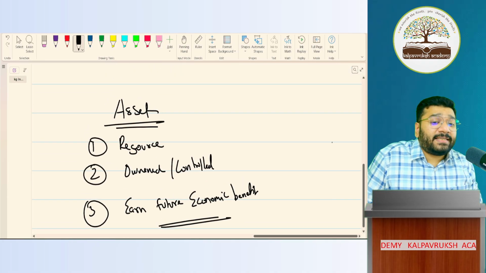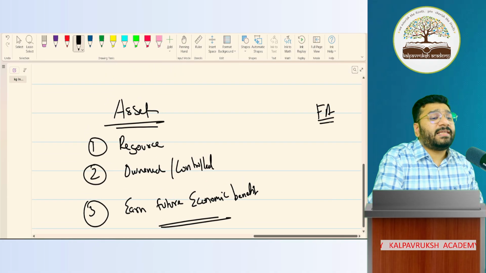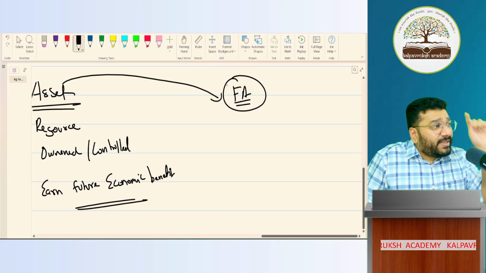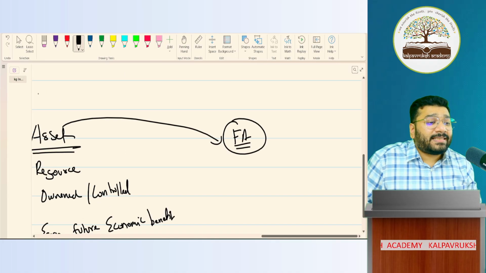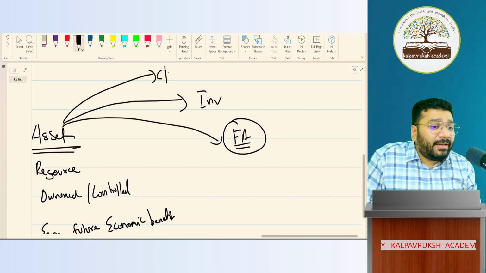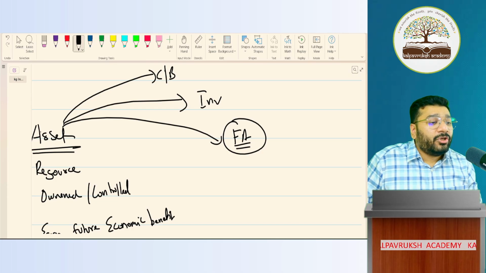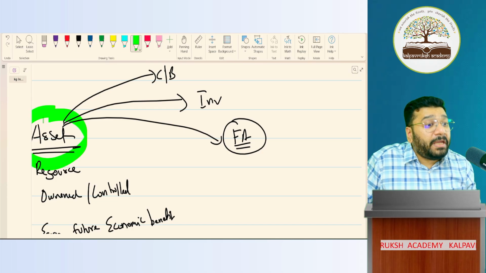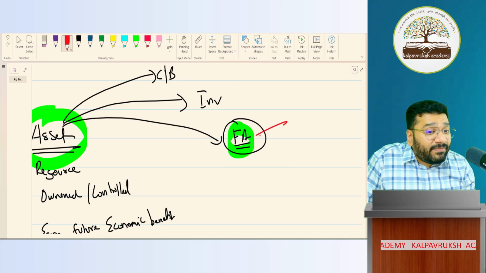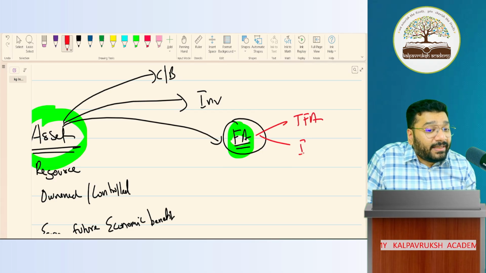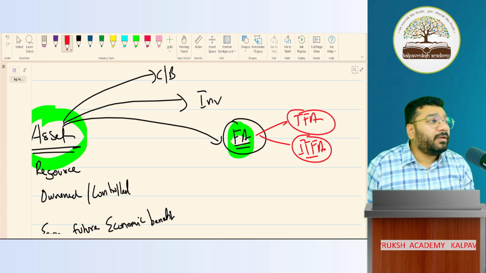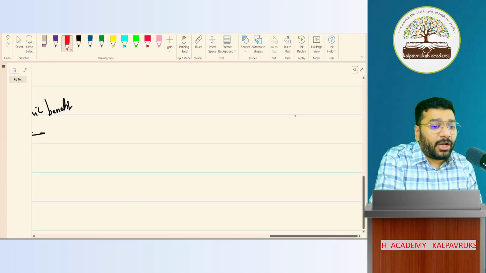Now for fixed asset, what are those four conditions? Under asset only, fixed asset will come. But fixed asset is one category. Like that, asset has some other categories: inventory is another category, cash and bank is another category. So this is the broad head, main head. Under that, fixed asset is a subhead. Under fixed asset, we have tangible fixed assets and intangible fixed assets. Clear or not clear? So in the balance sheet, how do we write?